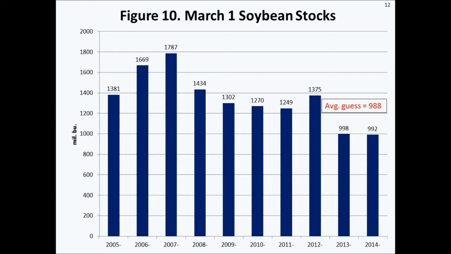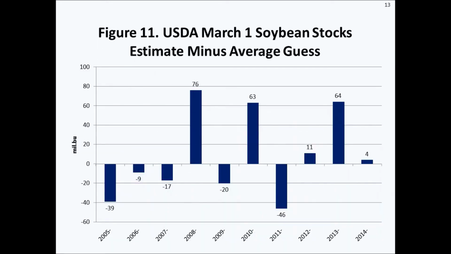Starting with figure 10, we run through the same kind of numbers for soybeans. March 1 inventories, 992 million bushels, almost identical to our inventory of a year ago, and essentially the same as the average trade guess at 988 million bushels. So on the surface, not a large surprise there. When you look at the difference between the actual estimate and the average trade guess, 4 million bushels is quite small compared to some other years, particularly last year.